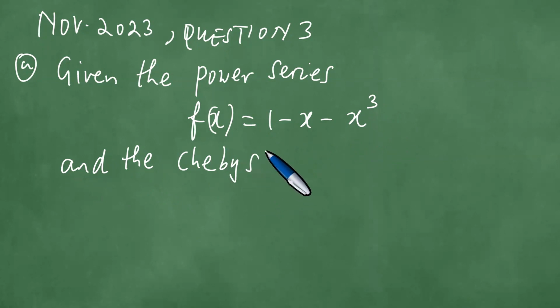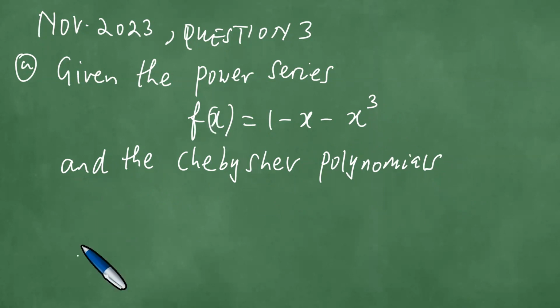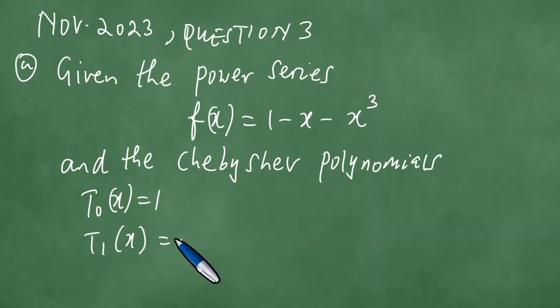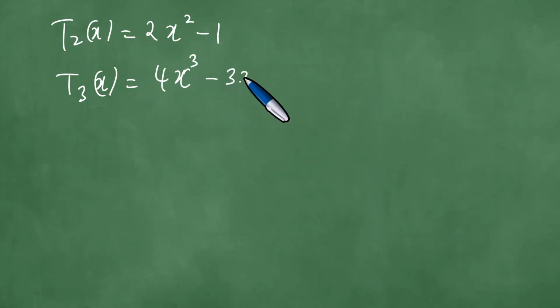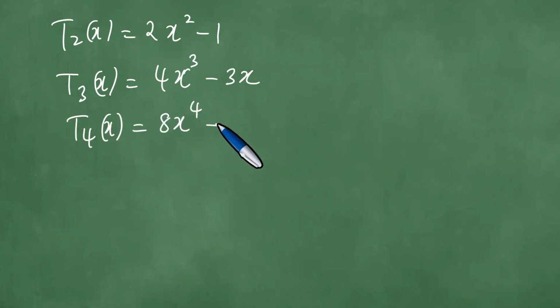and the Chebyshev polynomials: T0 of x is 1, T1 of x is x, T2 of x is 2x squared minus 1, T3 of x is 4x cubed minus 3x, and then you have T4, which is 8x to the 4th power minus 8x squared plus 1.